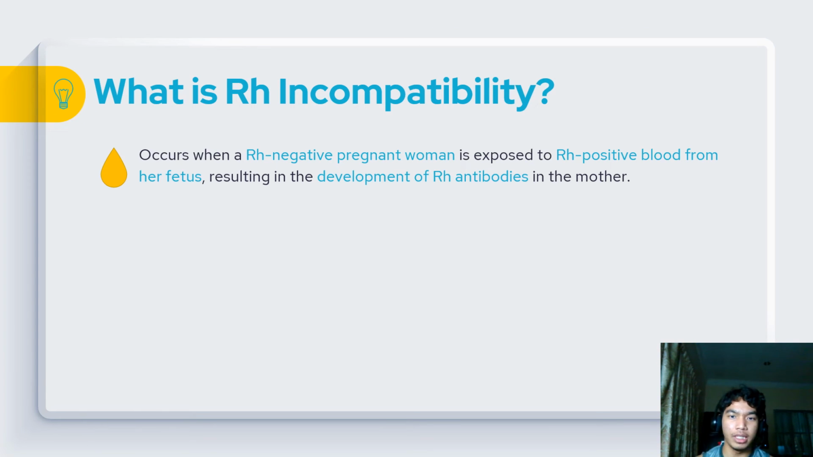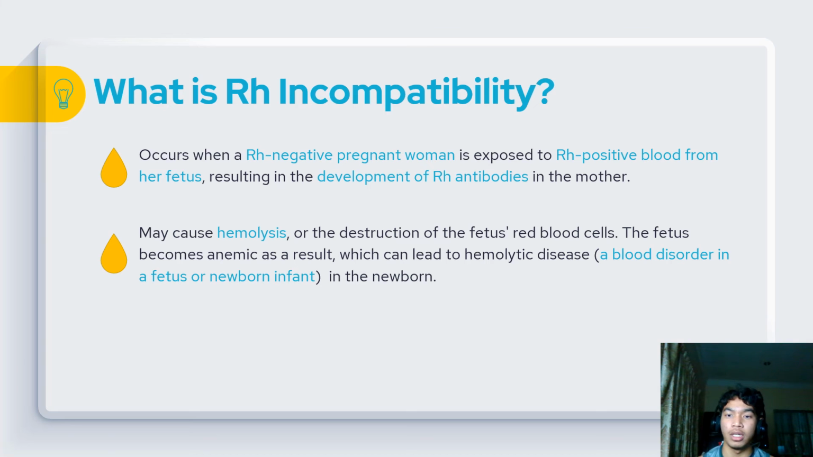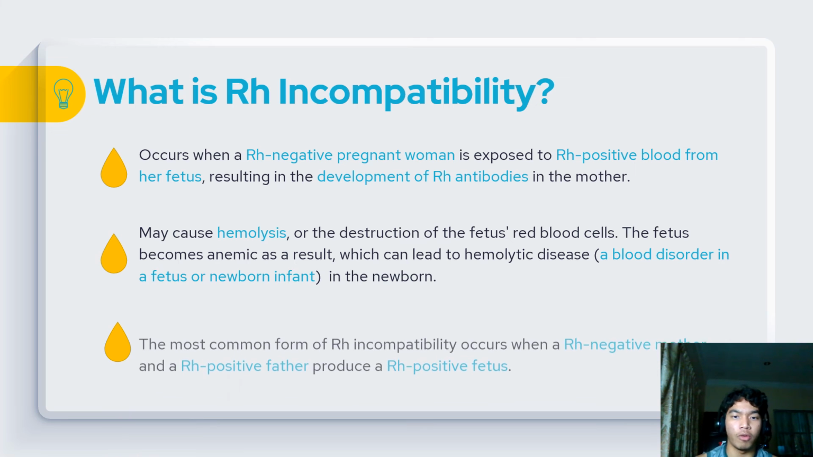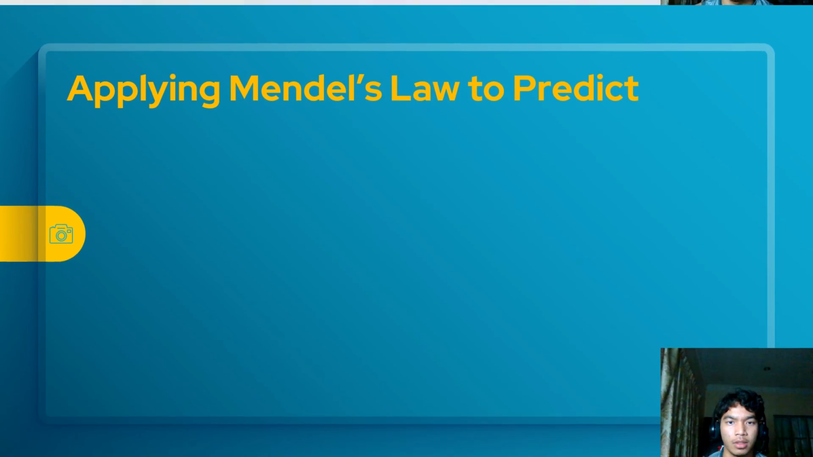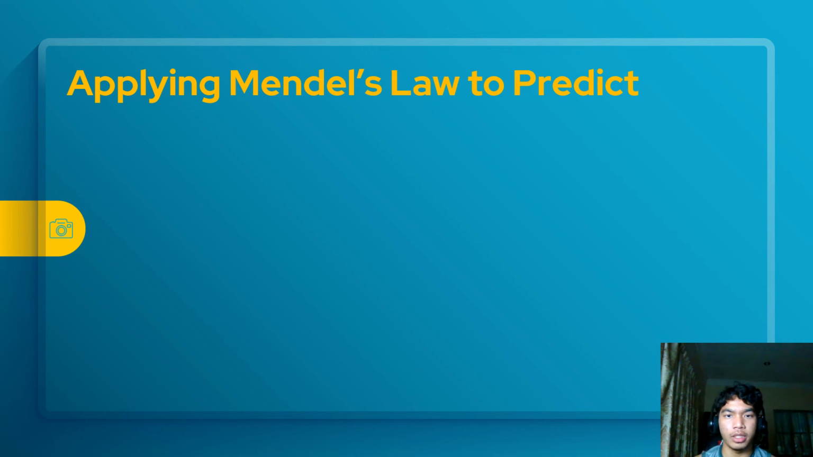When this happens, the antibodies will attack the red blood cells, which will cause hemolysis, or the destruction of the fetus's red blood cells. As a result, the fetus will become anemic, a blood disorder. The most common form of RH incompatibility occurs when an RH negative mother and an RH positive father produce an RH positive fetus.